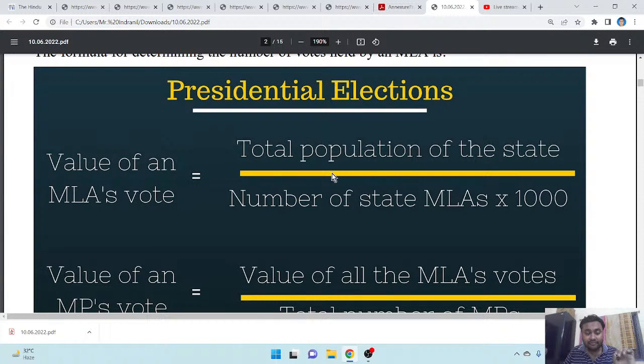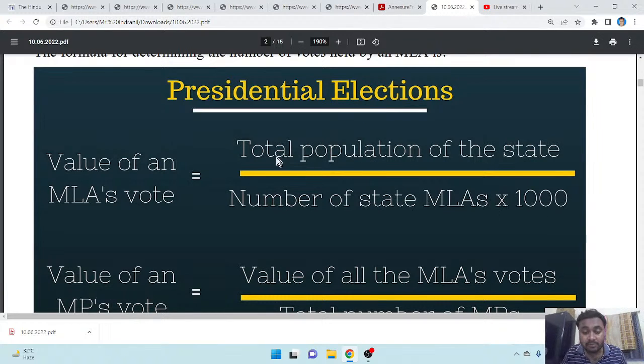Okay, so what is the formula? If you want to calculate the value of vote of an MLA, then you have to consider which state the MLA belongs to, because the population of that state has to be considered. So value of vote of an MLA equals total population of the state to which the MLA belongs, divided by the number of MLAs of that state, into 1000. Okay, this is the formula.